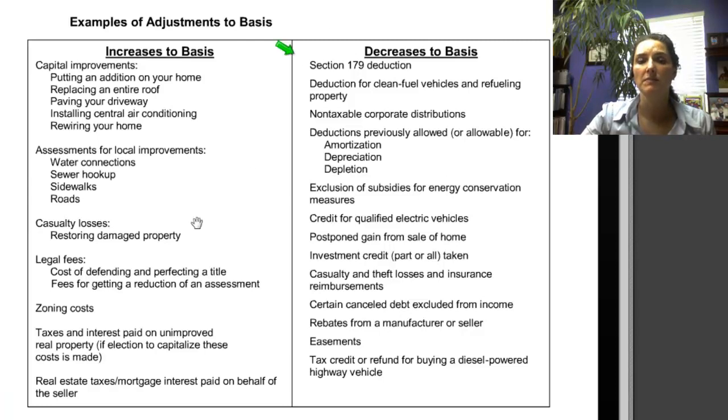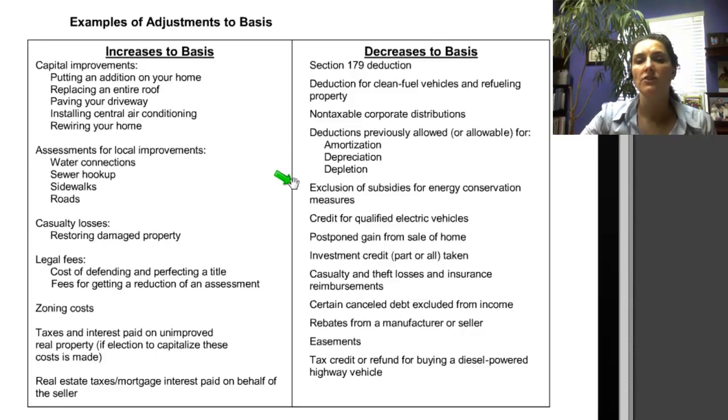Now let's look at things that decrease basis, beginning with the Section 179 deduction. Well, the Section 179 deduction is something we're going to learn about in depreciation. And if you claim a Section 179 deduction, it reduces your basis. Also, if you claim a deduction for clean fuel vehicles and refueling property, that decreases basis. Non-taxable corporate distributions are a return of cost and therefore reduce basis. Deductions previously allowed or allowable for amortization, depreciation, and depletion, all of those things reduce your cost.